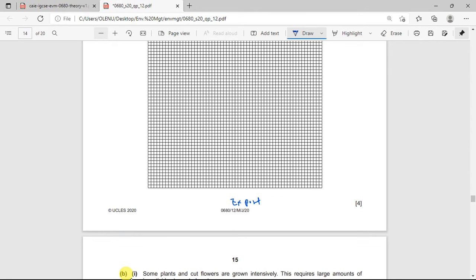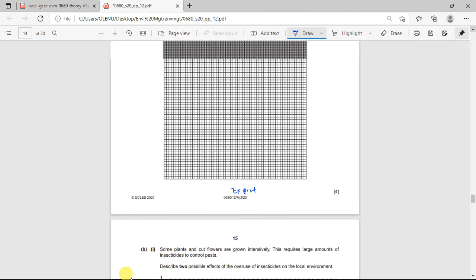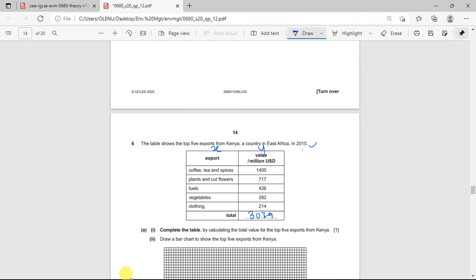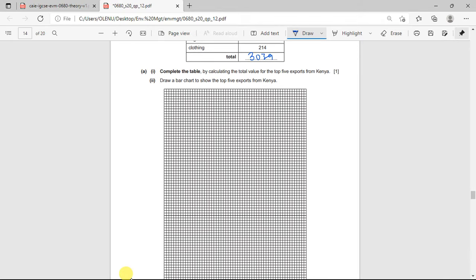This is my X axis, which will be export. Sorry, so I'll be able to see everything. This is export and value per million USD. So here I have my value per million USD. Now, this alone is 1 mark.